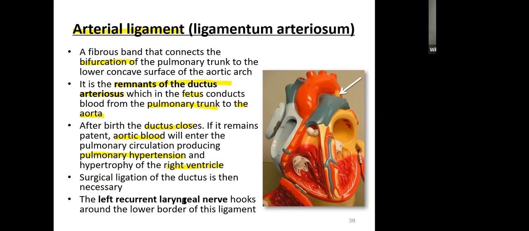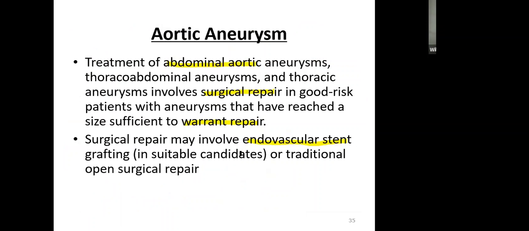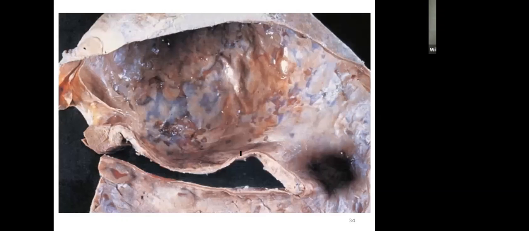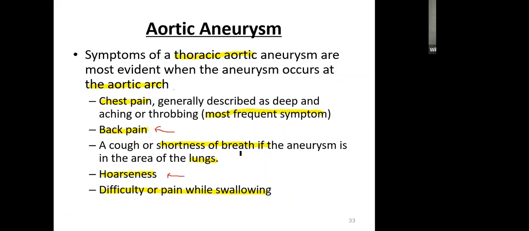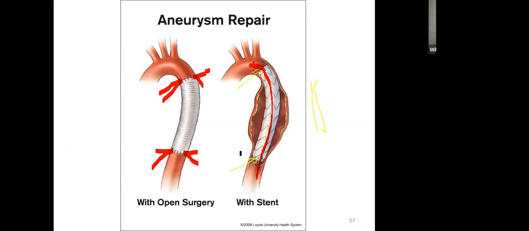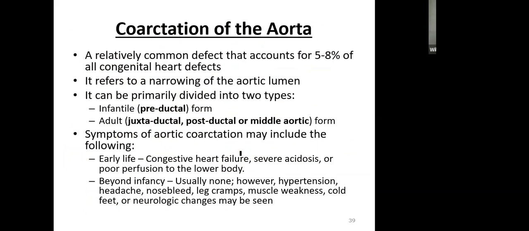And the left recurrent laryngeal nerve hooks around the lower border of this ligament. So this is where we see our recurrent laryngeal nerve, which is going to come down and hook around and under and then back up. We just discussed the recurrent laryngeal nerve when we thought about aortic aneurysm as well. That's in relation to hoarseness. So all of this links together.